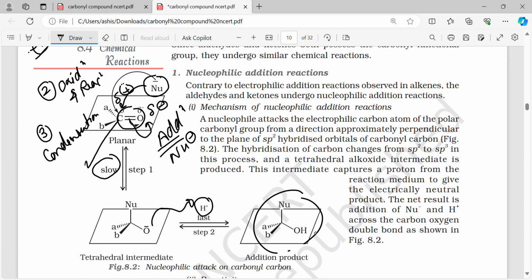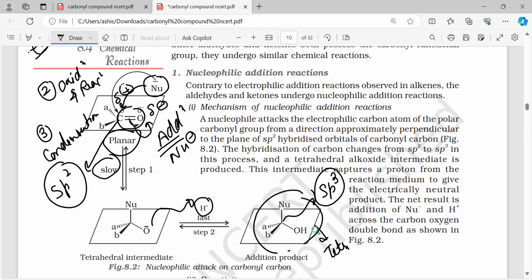So we can observe here the carbon of the carbonyl group is sp2 hybridized. That's why its shape is planar. So we can say the nucleophile can attack from the backward as well as from the forward direction. So in the product, our carbon converts into sp3 hybridized, so the shape becomes tetrahedral.